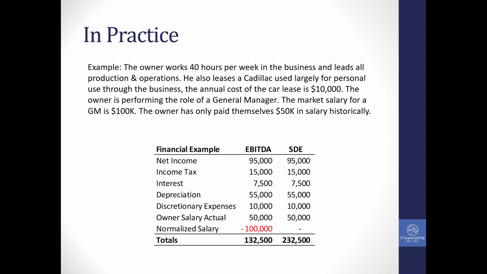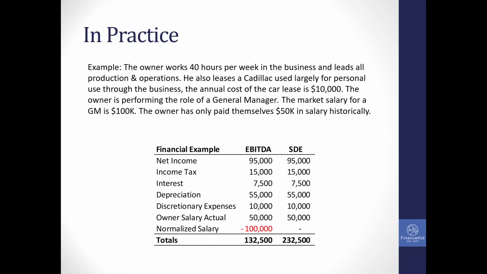Okay, so let's go through a practice example here just to compare the two calculations. So say, for example, an owner works full-time in the business, 40 hours a week, and leads all production and operations. So they perform kind of a general manager type role. In addition, there's a personal expense that he runs through the business. He has a Cadillac that he uses largely for personal reasons with an annual cost of that lease of $10,000. So the owner is performing a general manager role, and going out into the market, you could probably hire someone to do what they are doing today for 40 hours a week for $100,000. However, the owner largely paid themselves through dividends and is only collecting a $50,000 salary historically.